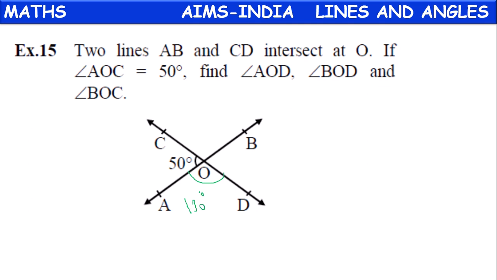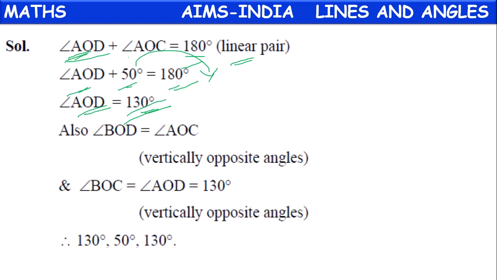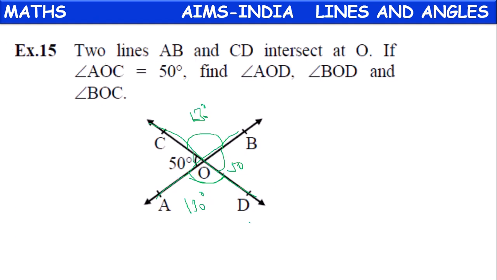So this side we have got 130 degrees. So here AB and CD are intersecting lines, so vertically opposite angles are equal. If this is 50, this will be 50 degrees. If this is 130, this will be 130 degrees. So BOD and AOC are equal, vertically opposite angles. BOC and AOD are equal, vertically opposite angles. So the three angles are one angle 130, one angle 50, another angle 130.